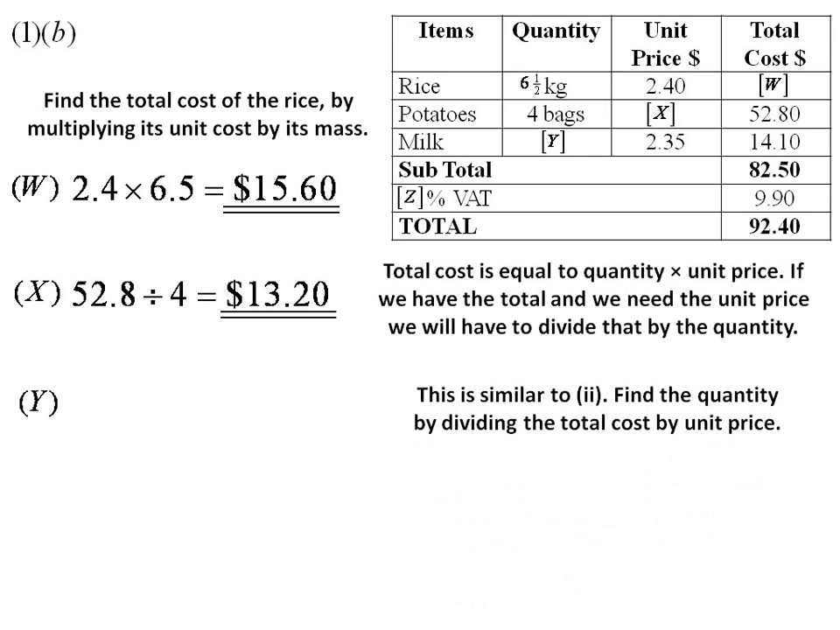Find the quantity by dividing the total cost by the unit price. So 14.1 divided by 2.35 is equal to 6, and 6 will actually be the quantity Y, may be the number of quarts of milk.